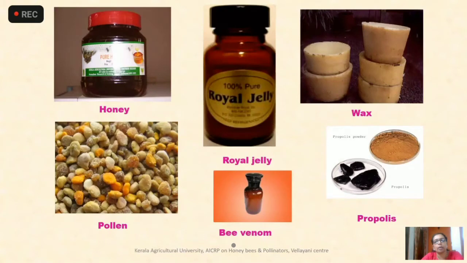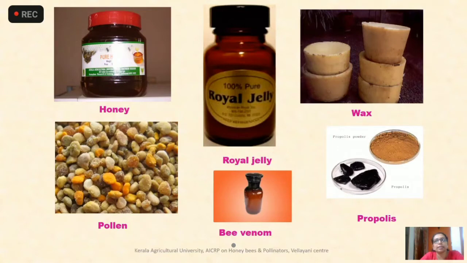And now we can go through the hive-based products. What are the products which we obtain from the hive? All of us are well aware of honey, and you know how these bees collect the honey. They collect the nectar from different plants, and once the nectar reaches the crop, the part of the foregut, also known as the honey stomach, it is acted upon by an enzyme called invertase, which converts the nectar into honey.